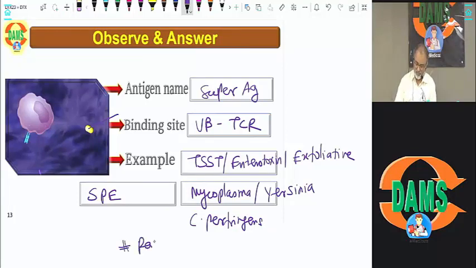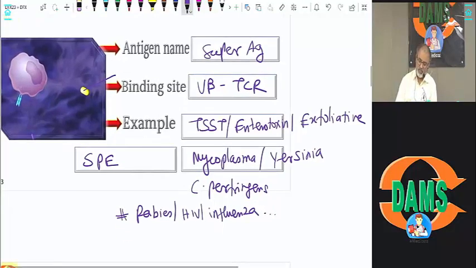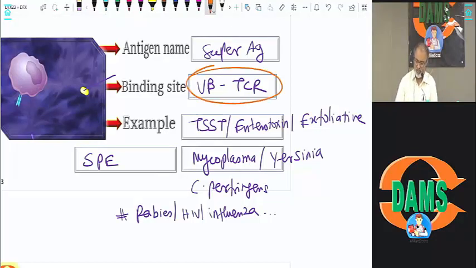Even rabies, HIV, influenza, all produce a super antigen. They just bypass antigen processing and presentation and directly attach to, what is the site? Variable beta side chain of the T cell receptor.